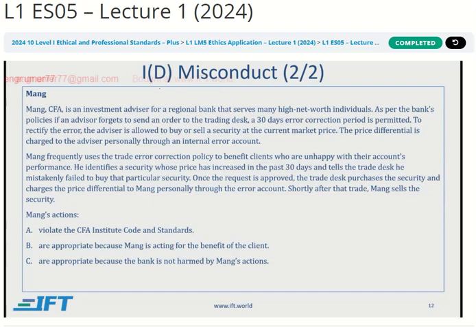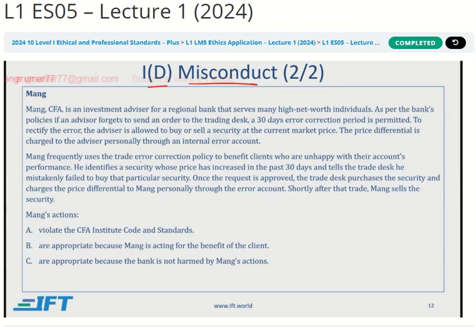This case also has to do with 1D, misconduct. Mang is an investment advisor for a regional bank that serves many high net worth individuals. As per the bank's policies, if an advisor forgets to send an order to the trading desk, a 30-day error correction period is permitted. To rectify the error, the advisor is allowed to buy or sell a security at the current market price. The price differential is charged to the advisor personally through an internal error account.